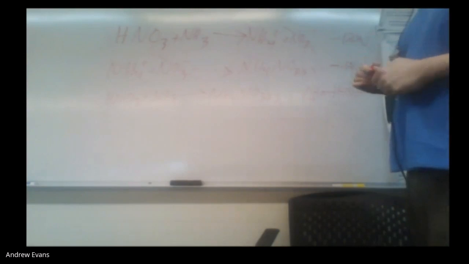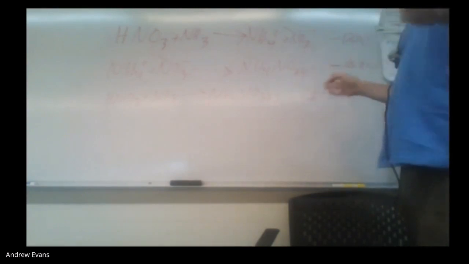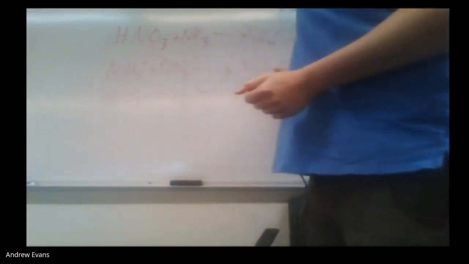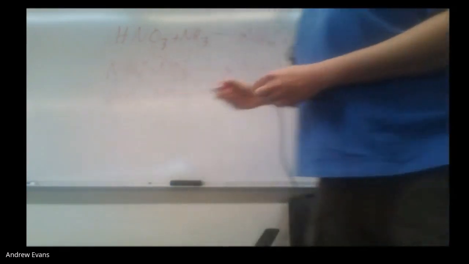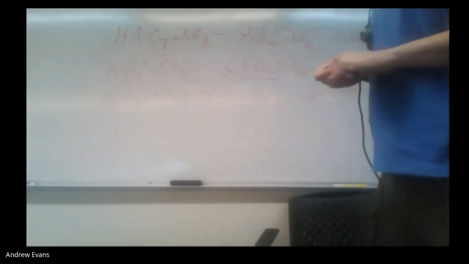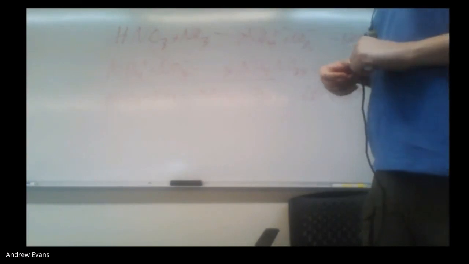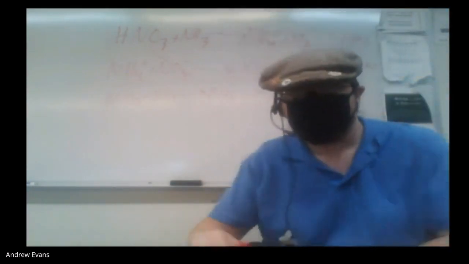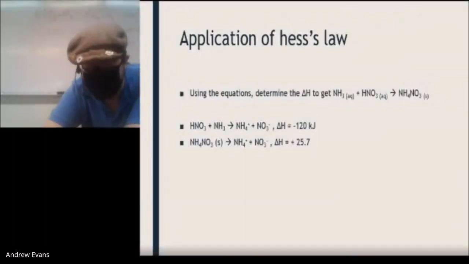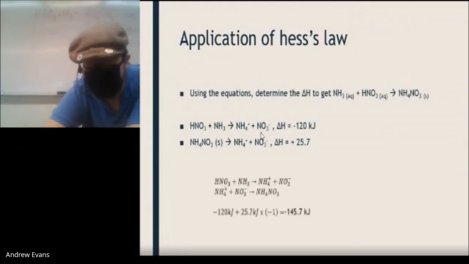What have I done? I flipped one reaction and I've added them together, and it gives us the reaction we want to solve for. And by doing that, we can find what would be the energy if you could make this reaction happen. And that is a perfect application of Hess's Law. Something a little bit easier for us to understand.